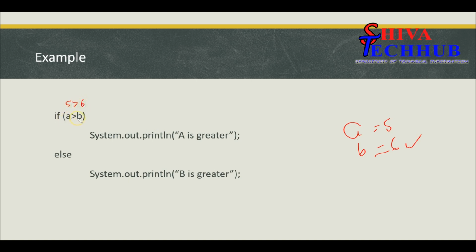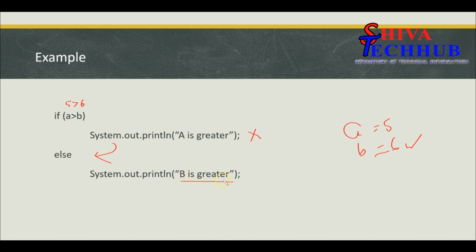If a greater than b, so is 5 greater than 6? No. So this won't be executed. The block that is present over here won't be executed. Then automatically it will come to the else block, and it will print b is greater. So if a is greater than b, you will print a is greater. If it is not greater than b, it will come to the else and we can print b is greater.